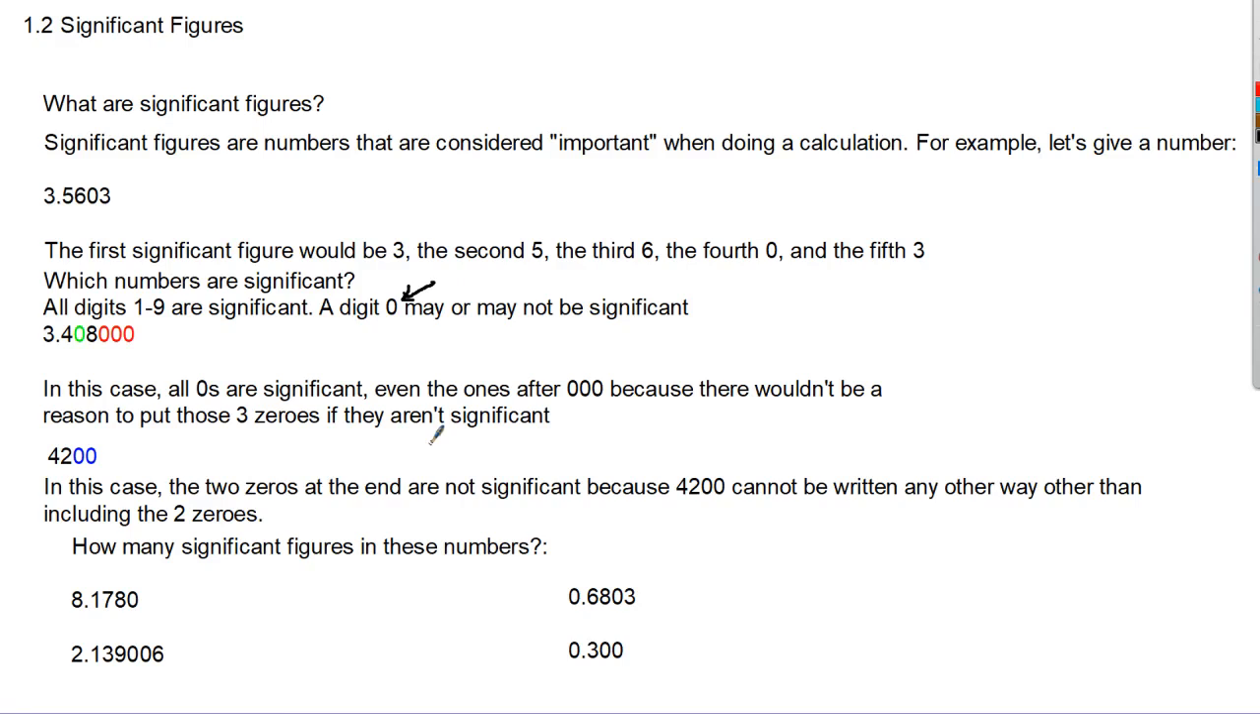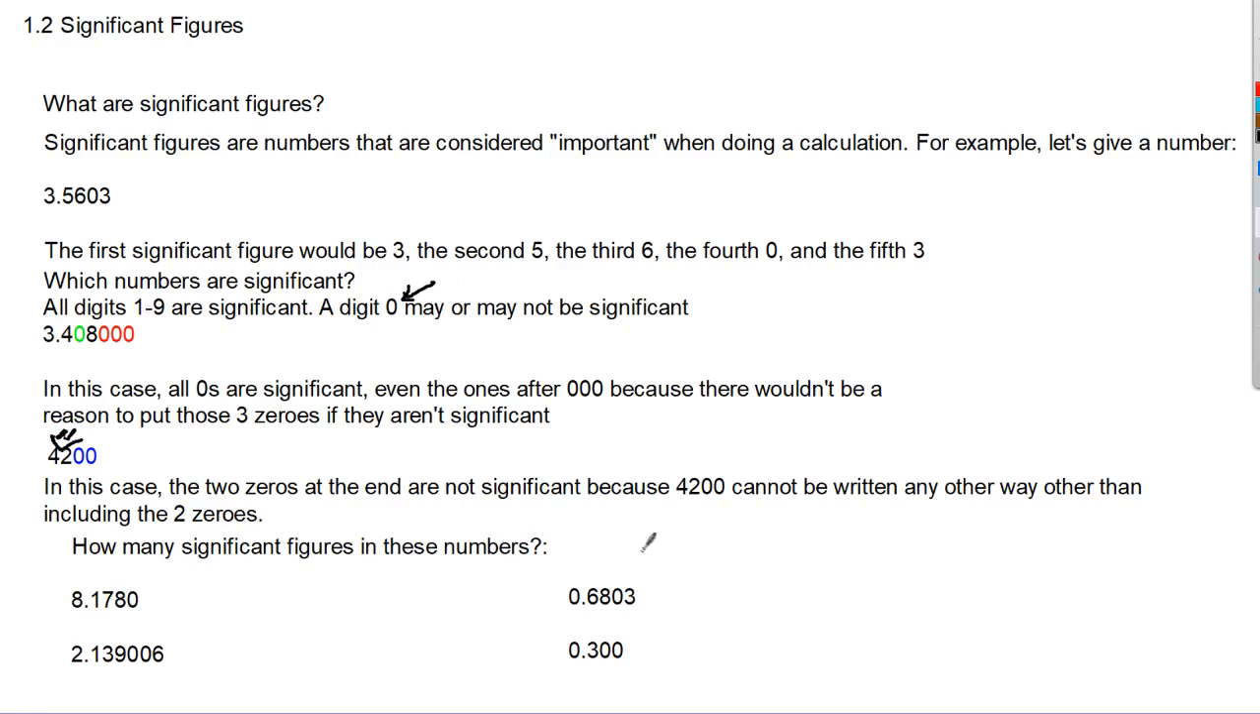However, if we're looking at 4200, the 2 zeros are not significant. They're not significant because if I write 42, we don't know that it's 4200. If you read this, you will know that it's 42, not 4200. So if you want to make it significant, you have to put 4200 with a decimal point. Then it becomes significant, and it will be 4 significant figures. But in this case, it's only 2, because it's the 4 right here and the 2 right here.